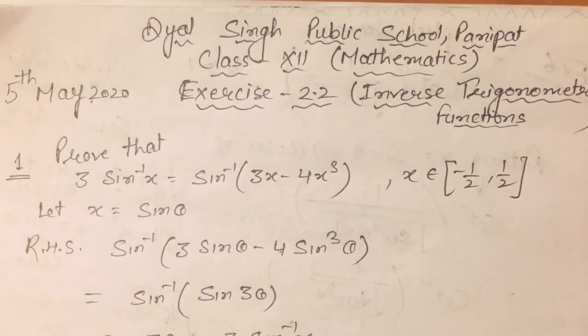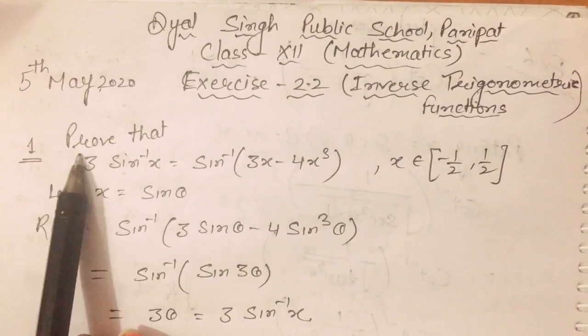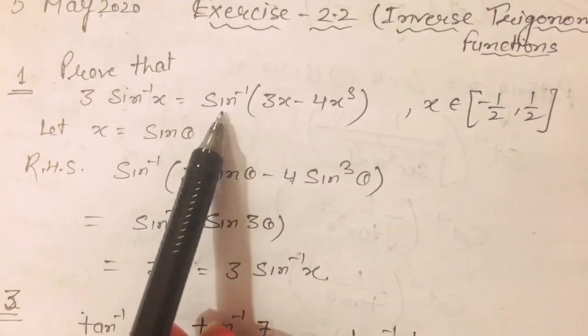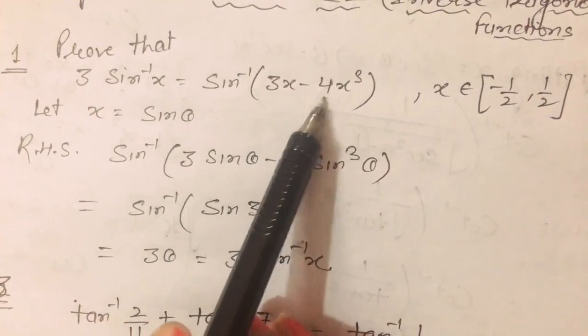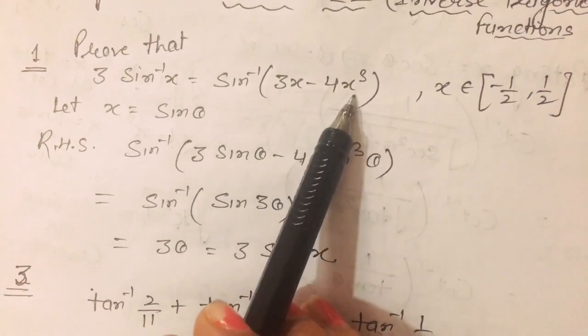Hello everyone. Today we will start exercise 2.2. Now question number 1 of 2.2: prove that 3 sine inverse x is equal to sine inverse of 3x minus 4x cube. So look at this, this is 3x minus 4x cube.